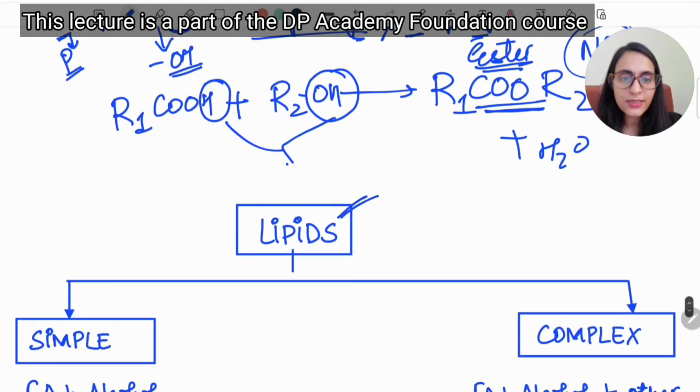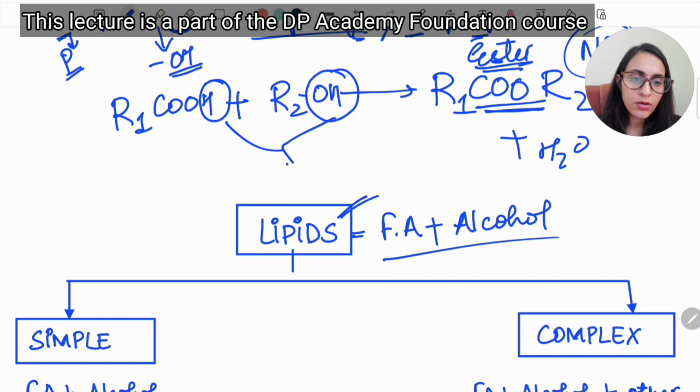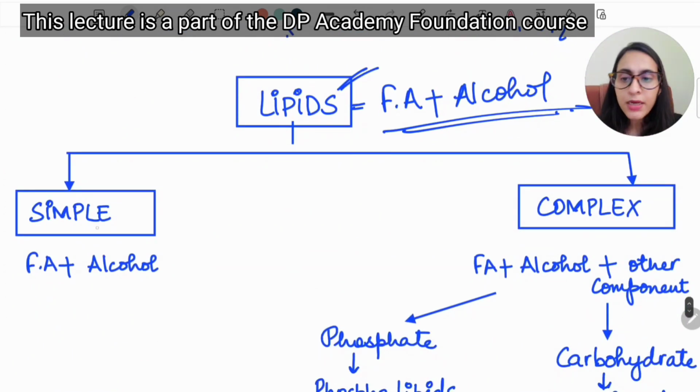Now if you see fats, that is a lipid. As I told you, a lipid is a combination of a fatty acid plus alcohol. This is the basic composition of a lipid or fat. So a simple lipid is formed by the combination of fatty acid and alcohol. A complex lipid, on the other hand, is composed of fatty acid, alcohol and some other component.